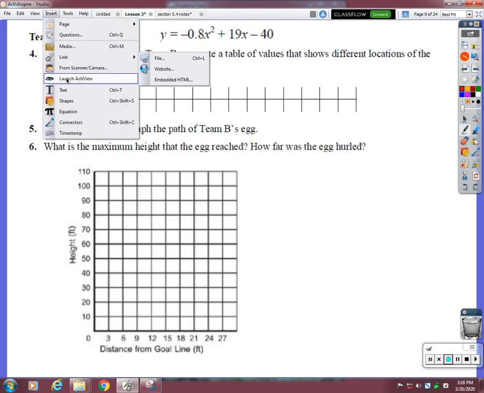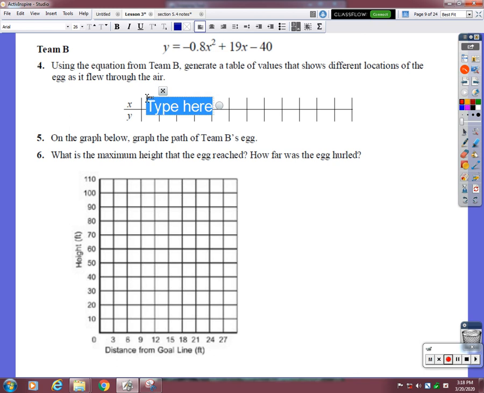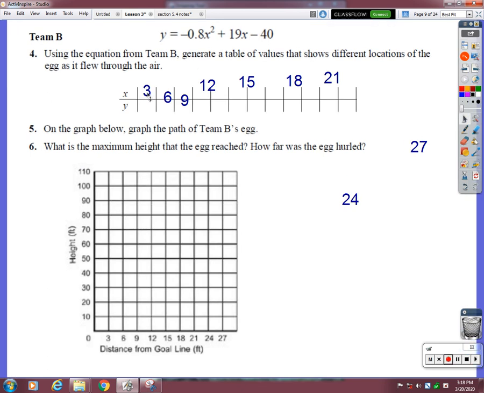So I'm going to go 3, and then 6, and then 9, and then 12, and then 15, 18, 21, 24, and 27. So what I'm going to do is pause the video real quick. I'll take all of these numbers, plug them into the function, and then write down what the answers will be. And then we will use that to make a graph together. So I'll be right back.